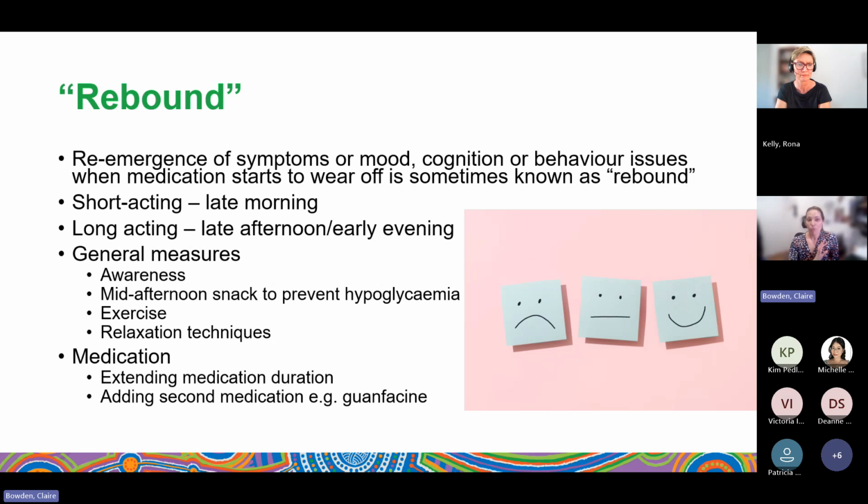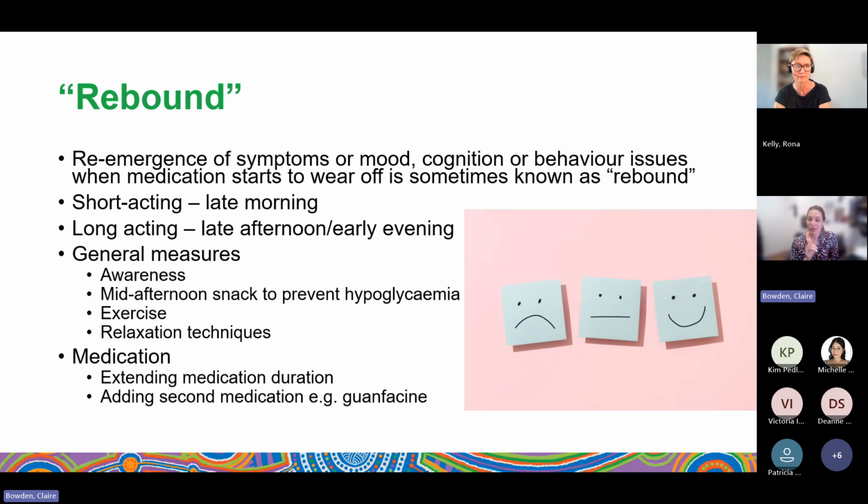Mid-afternoon snacks can be important to prevent what is really hypoglycemia, if the child has had an adequate dose of stimulant medication to focus and concentrate while they're at school, but they haven't really eaten much lunch or anything really since before breakfast. Exercise, getting their sillies out essentially in the afternoon, can be really important at this time. And then some children will respond to different types of relaxation techniques as well, but just really creating a lower stimulus environment.